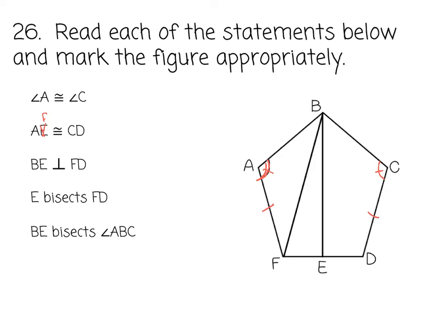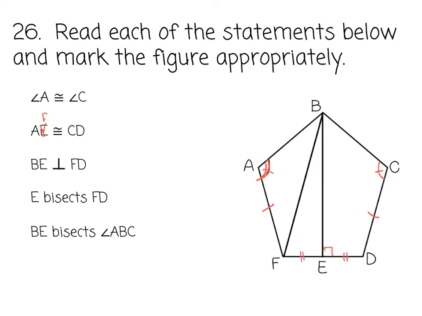So BE perpendicular to FD, that means where those two segments intersect, I'm going to have a right angle. So I just need to put my right angle marking. Then I have E bisects FD. So we're talking about segments here. Point E here is bisecting this segment here. So all I need to do is just mark FE congruent to ED.